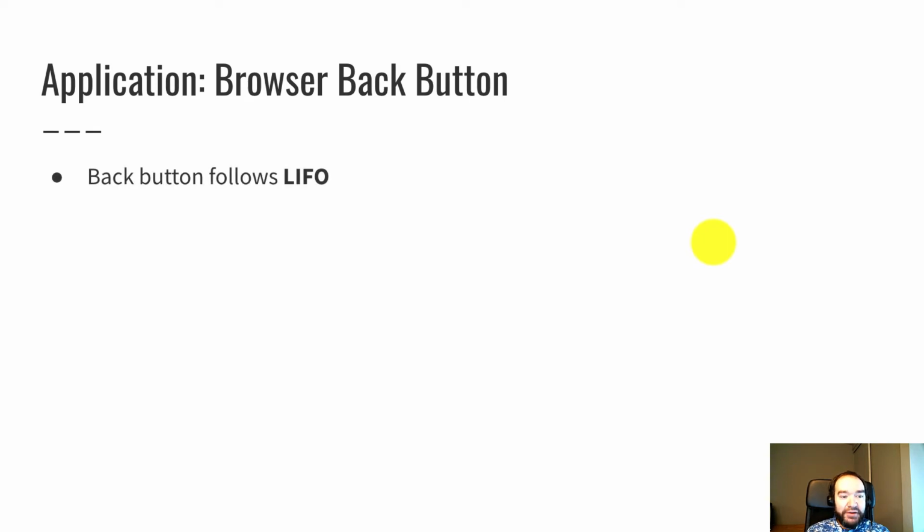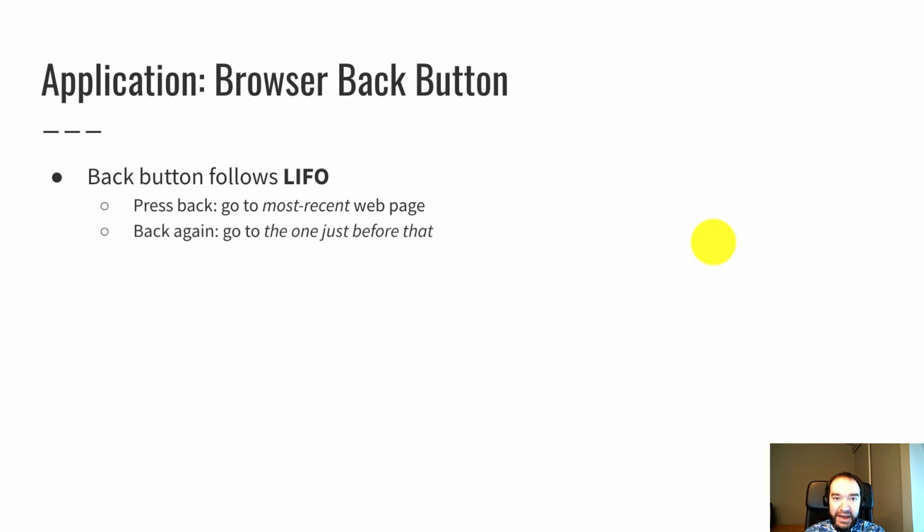So that follows last in, first out because when you press back on a web browser, you go to the most recent web page. So you don't go to the first web page you ever visited, you go to the one that's most recent in time. If I click a link, click a second link, click a third, click a bunch of links, and then I click on the back button, we go to the most recent one. So that's last in, first out. If I click back a second time, I go to the second most recent one, meaning the web page I was on before the most recent one.